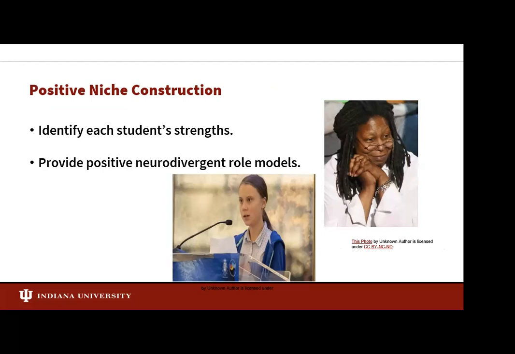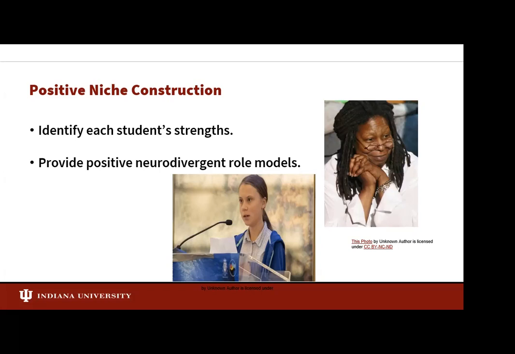And part of the positive niche construction, one of the ideas is identifying each student's strengths. We need to recognize what students are good at. Are they good at art? Are they good at math? Are they good at science? These are questions that educators should be asking their students. And one toxic thing that an educator can do is limit a student's abilities, which will be harmful for them in the future and will create negative stereotypes.